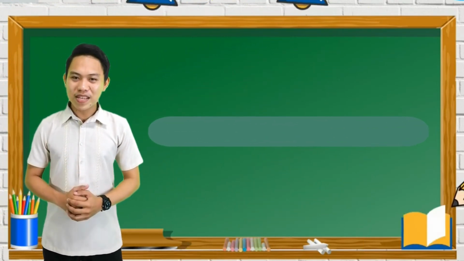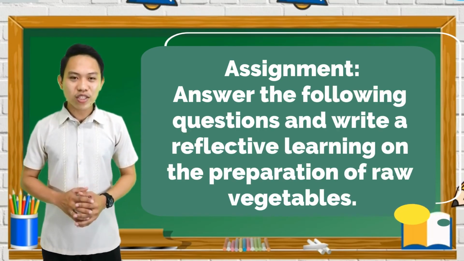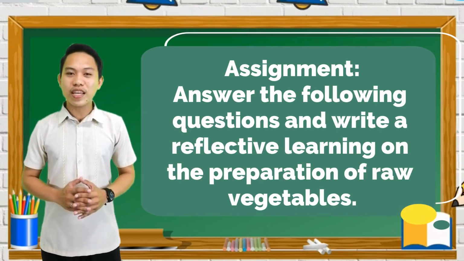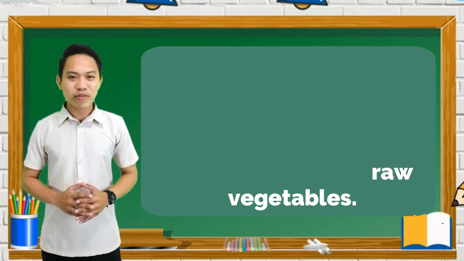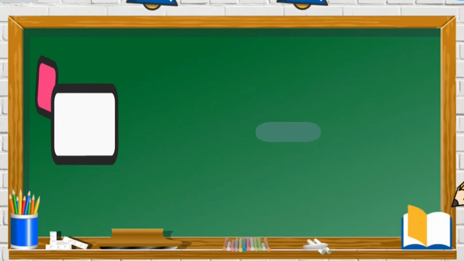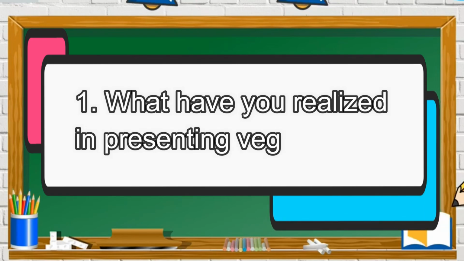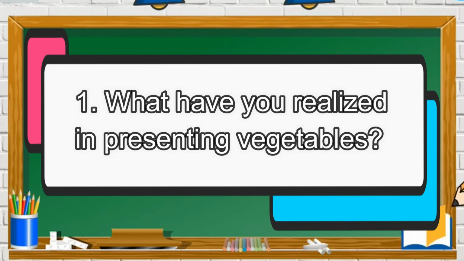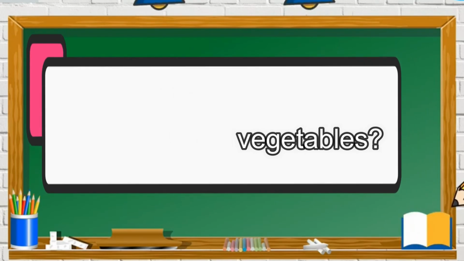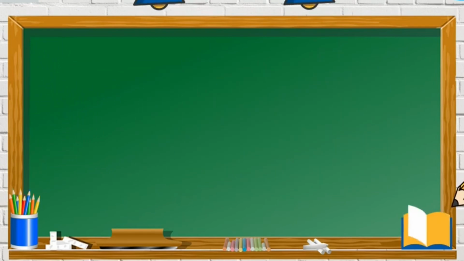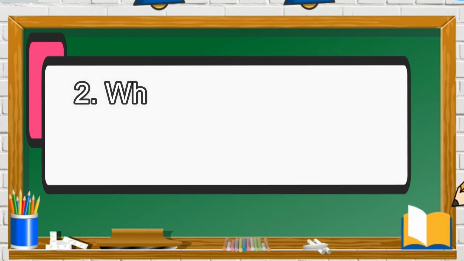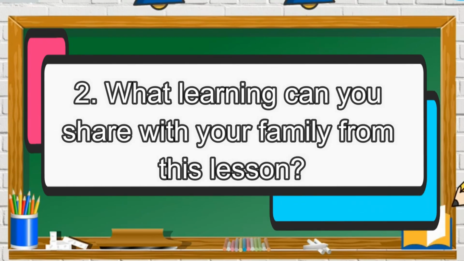And for your assignment, answer the following questions and write a reflective learning on the preparation of raw vegetables. Number 1. What have you realized in presenting vegetables? And number 2, what learning can you share with your family from this lesson?